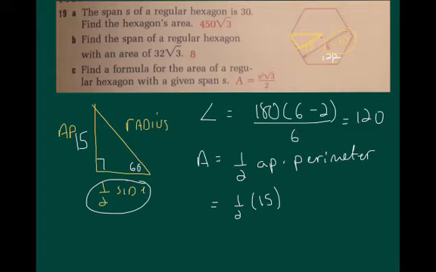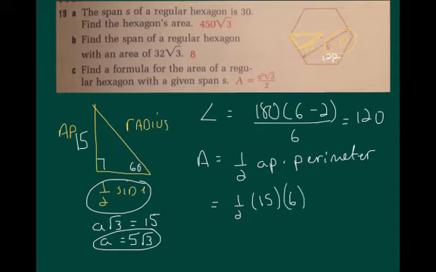Well, if the apothem is 15 and that's opposite the 60-degree angle, then the side opposite the 30-degree angle will be 5√3. So that's going to be half of a side. So if I multiply that by 2, I'll get 10√3. And if I multiply it by 6, I'll get the perimeter. So the perimeter will be 6 times 10√3. And if I multiply all that out, I should get the total area, which will be 450√3. Okay, let's take a look at part B of this problem.